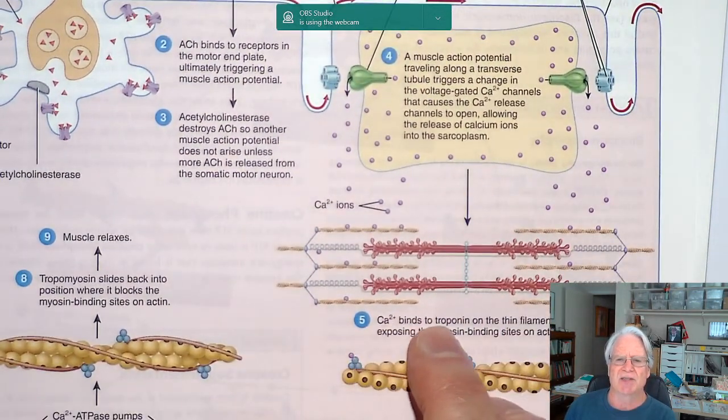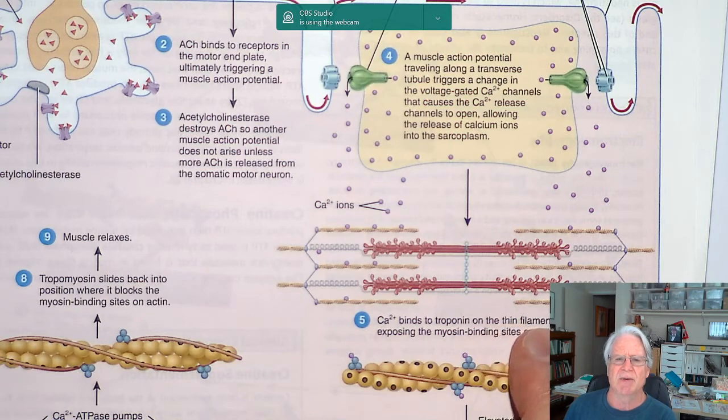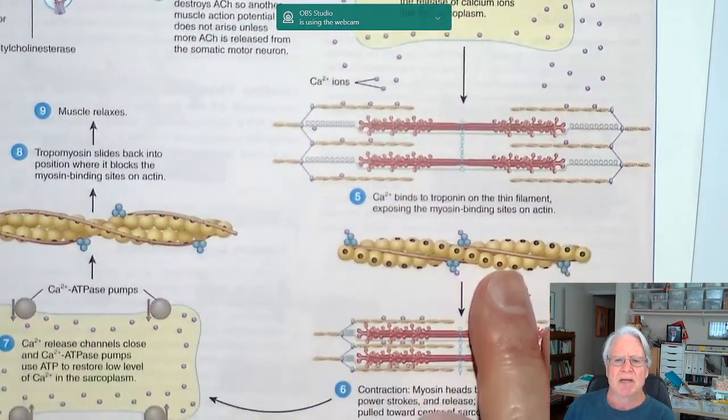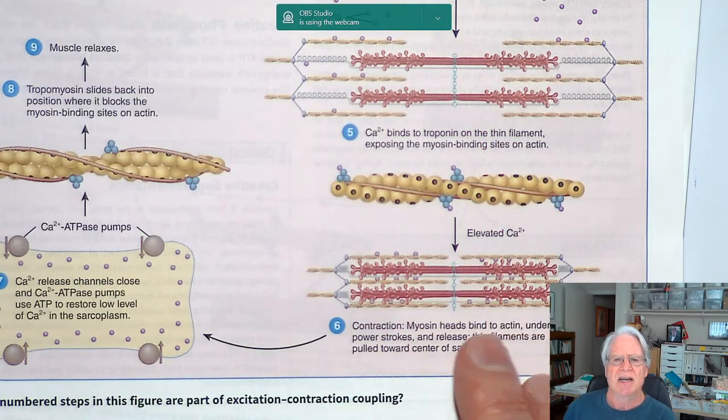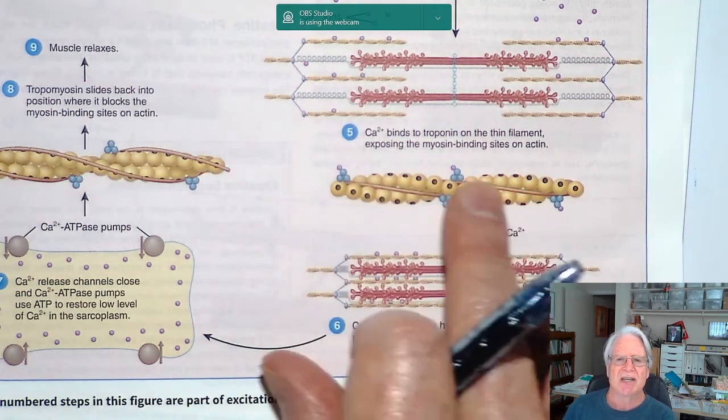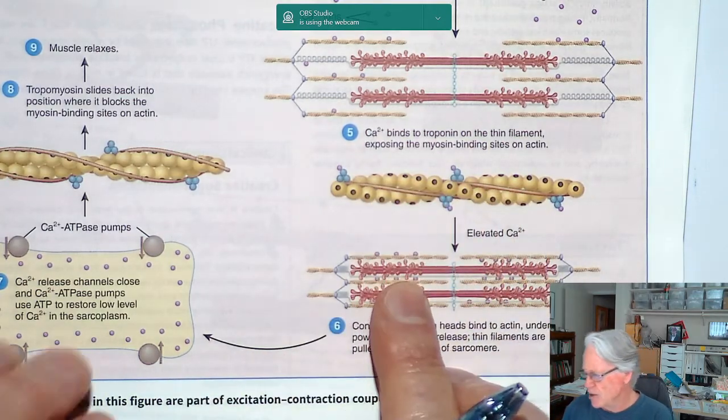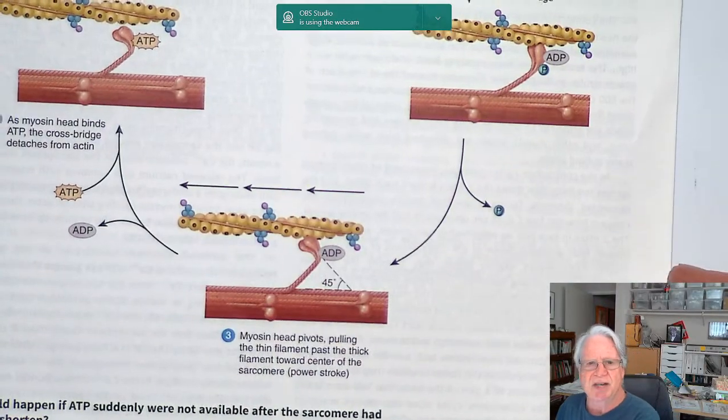The calcium ions bind to troponin on the thin filament, exposing the myosin binding sites on actin. And then we get a contraction. The myosin heads bind to actin, undergo power stroke, release, and thin filaments are pulled towards the center of the sarcomere. So this gives us what we need in order for us to have the contraction cycle.